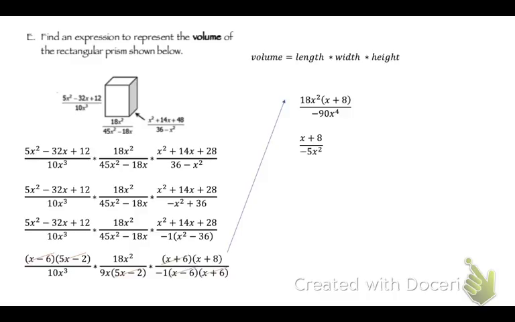18 goes into 90 5 times. X squared divided by x to the 4th leaves me x squared at the bottom. I can pull out that negative to the front, so I get negative x plus 8 over 5x squared.